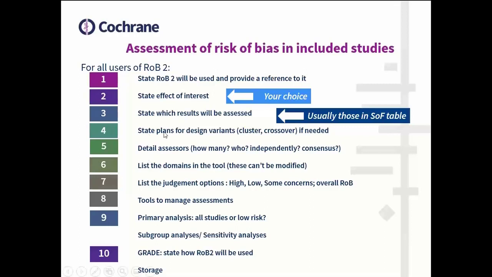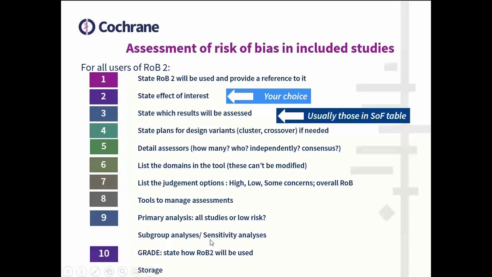It's important to state your plans for other designs, such as cluster and crossover trials, and as I said, the test versions for those are now available. Detail the assessors, list the domains of the tool, list the judgment options, such as high, low, some concerns, and how you get to your overall risk of bias. Mention which tools you will use to manage the assessment, such as the Excel tool. And for your primary analysis, you should think about whether you're going to include all studies or just those at low risk and some concerns, and this should be pre-specified.